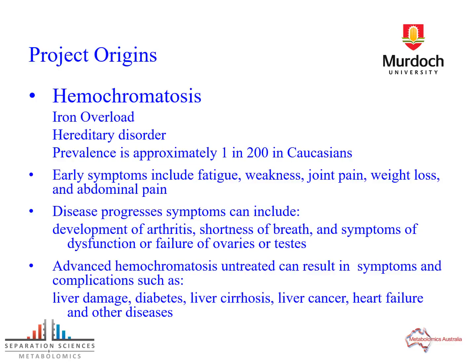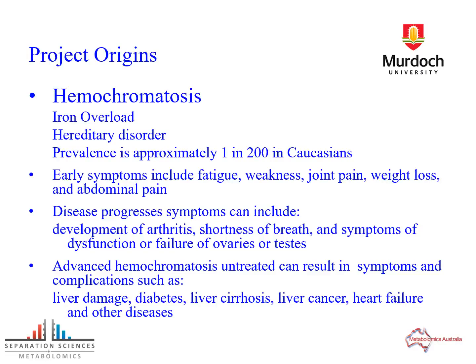If we look at the context, the gastroenterologist, one of his research areas was hemochromatosis, the iron overload disease. Now this is a hereditary disorder, and the prevalence is approximately 1 in 2,000 in Caucasians. Early symptoms associated with hemochromatosis include fatigue, weakness, joint pain, weight loss, and abdominal pain. Disease progression symptoms include development of arthritis, shortness of breath, and symptoms of dysfunction or failure of ovaries or testes.